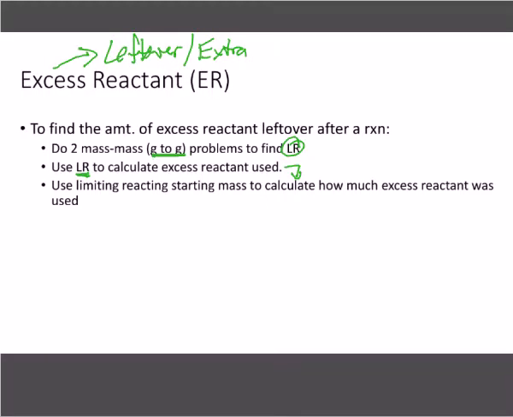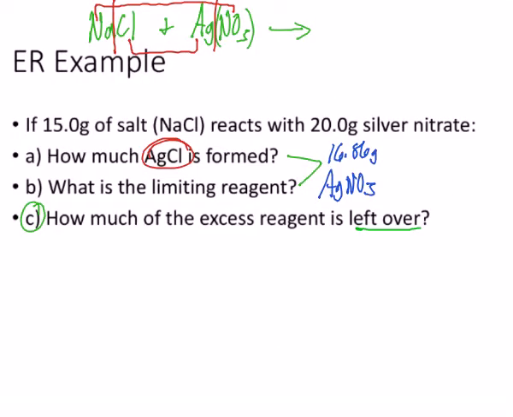So if we go back here, guys, what we're going to do is we're going to do another gram-to-gram problem. All right? We're going to start with our limiting reactant, though, starting mass, and we're going to convert that to our excess reactant, because we use up all of our limiting reactant. How much do we have of our limiting reactant here? Nope, not 16.86. 20, right? We have to go back to the original problem, guys. We had 20 grams of silver nitrate to start with.